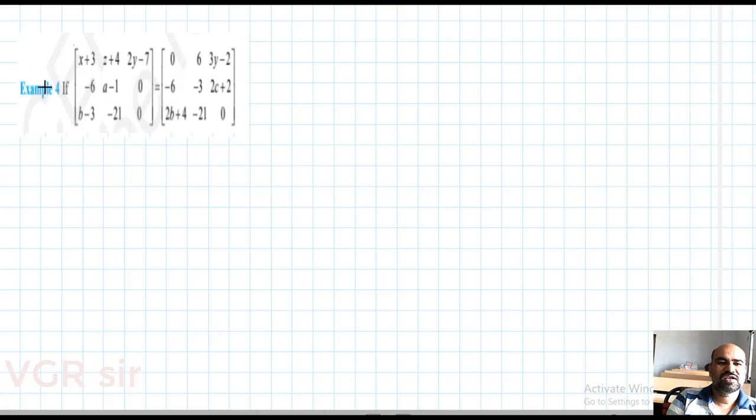Students, here is one example problem. I can say example 1. Two matrices are given, with an equality symbol between them. Two matrices are equal. Now find the values of x, y, z and a, b, c.